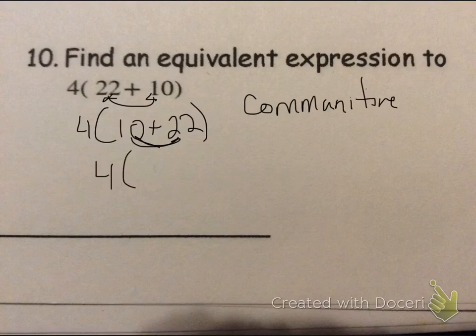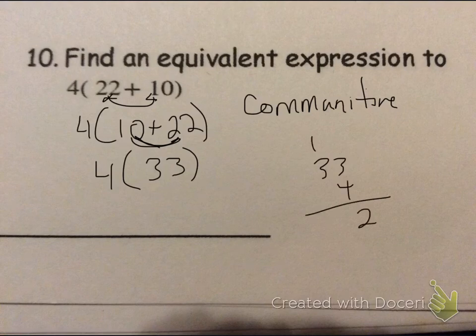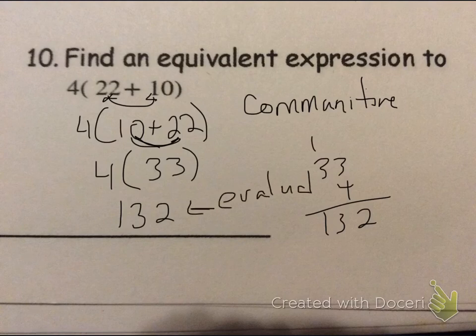I could go on ahead and add them. So I'd have 4 times, what's 10 plus 22? 33. I could go on ahead and do this math. What's 33 times 4? 2, carry the 1, that's another 12, 132. So this is 132. That is an equivalent expression, although it's actually an evaluated expression.